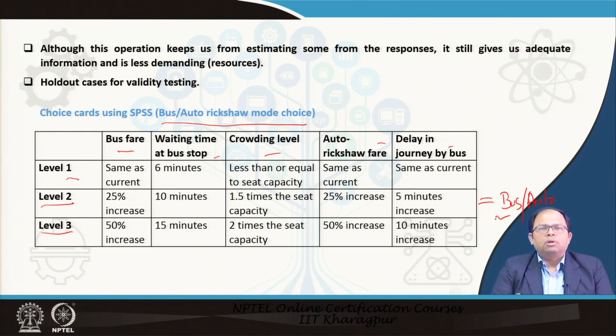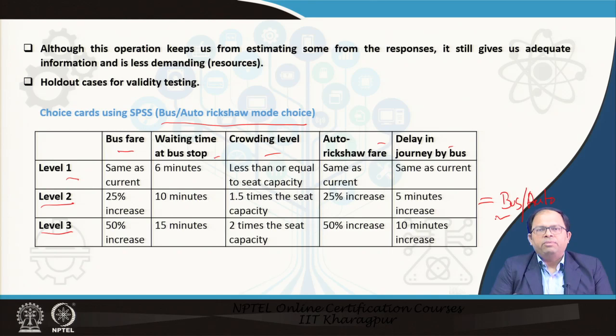and of course the total resources, that is the cost of the survey and the time we spend doing this survey, would be reduced. That is how we create a fractional factorial or a reduced set of choice cards. And we usually do that using software. One of the most popular software used in statistical analysis is SPSS, IBM SPSS.